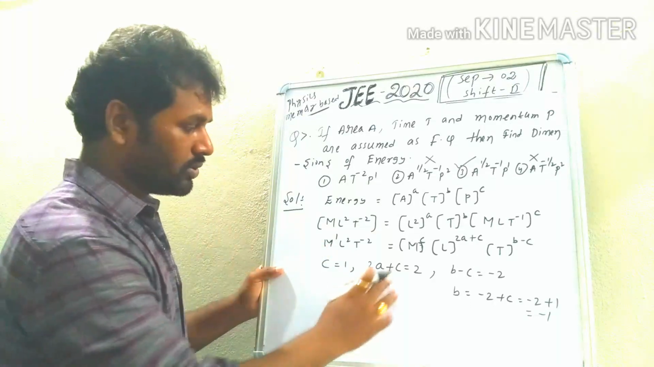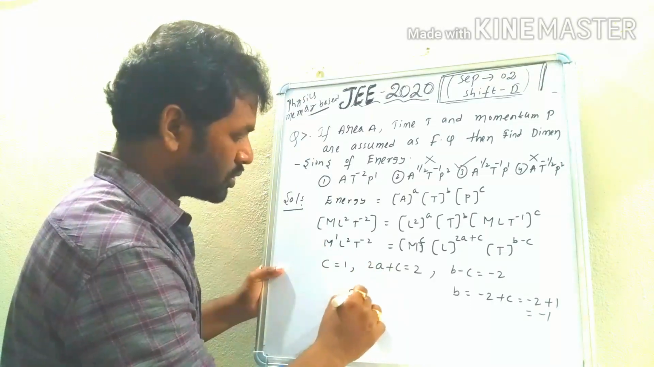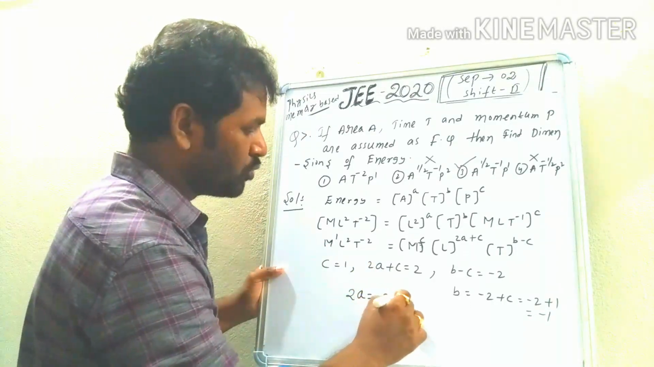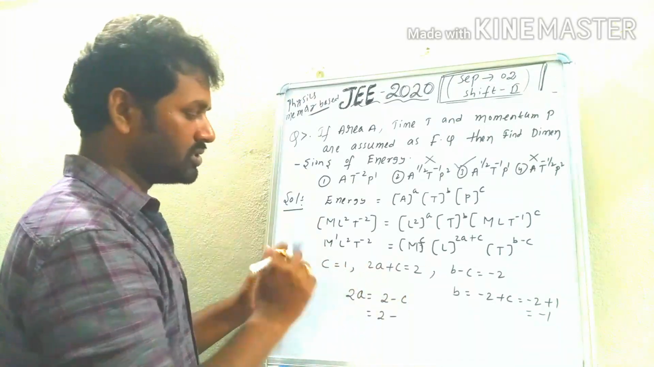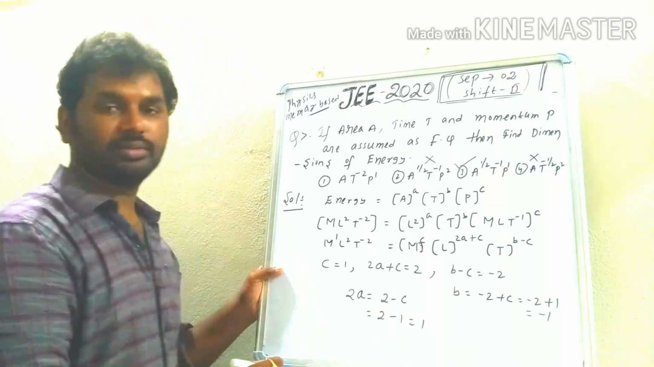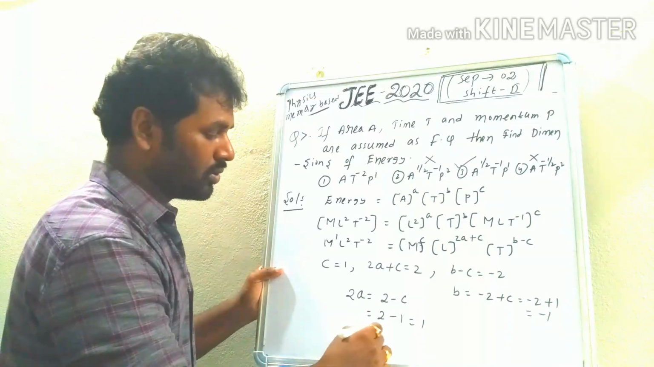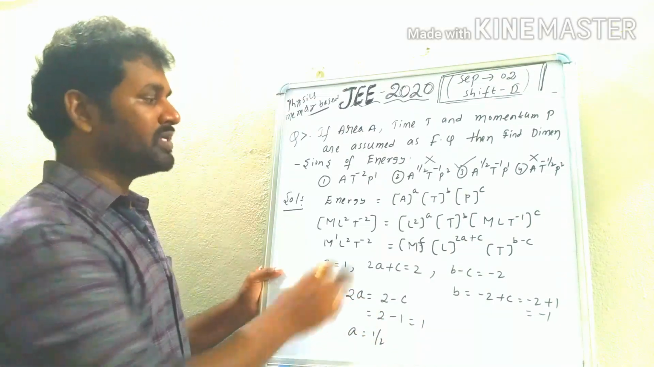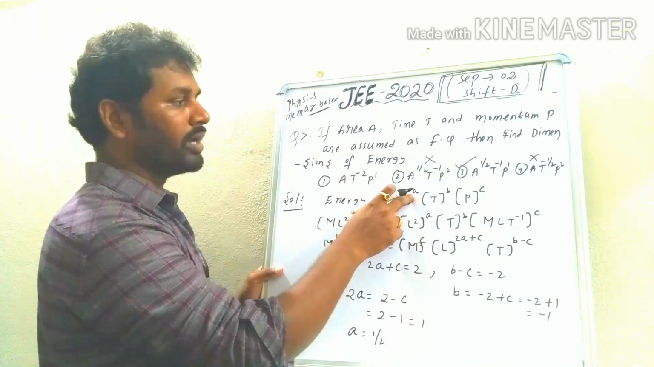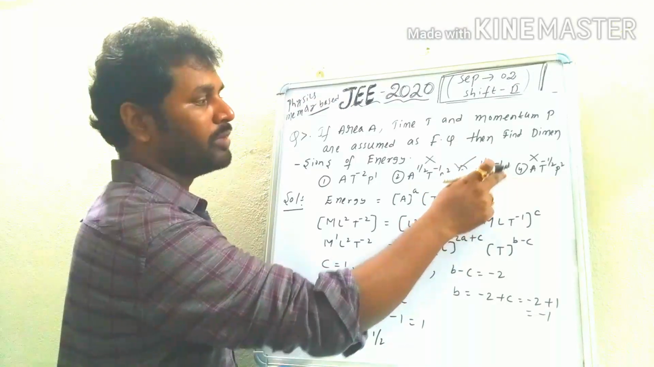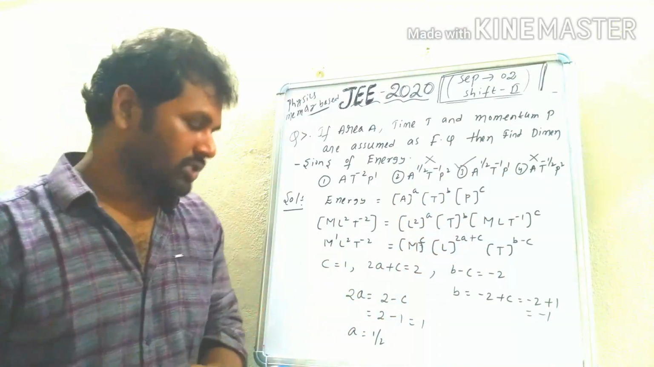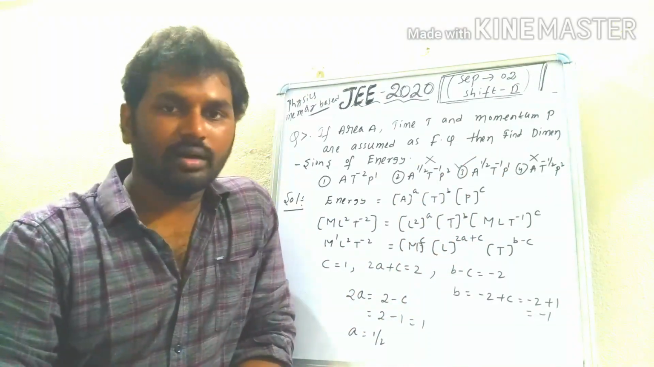But to find a, you can use this equation. So 2a is equal to 2 minus c, that is 2 minus 1, that is equal to 1. And a is equal to 1 by 2, which means area to the power of 1 by 2, T power minus 1, P power 1. So for this question, option 3 is the right answer.